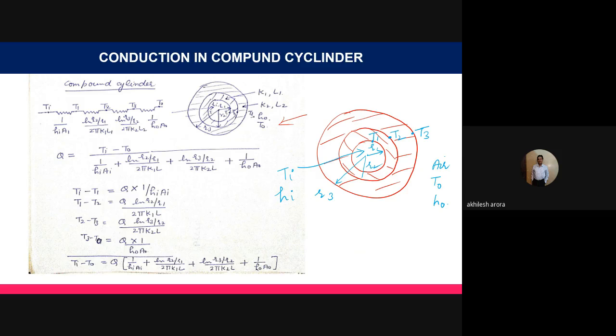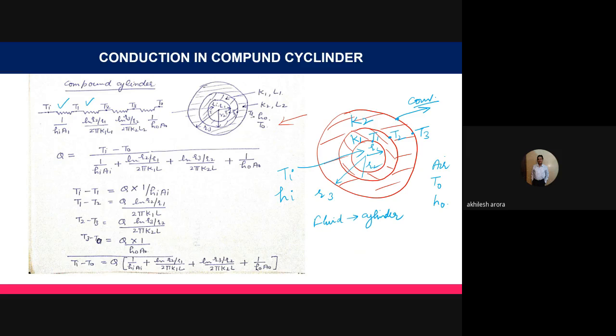Basically, first of all, from the fluid to the solid surface of the inside cylinder, heat is transferred because of convection, and within the cylinder it is because of conduction, and then in the second cylinder it is also because of conduction. Then from the surface of the cylinder to the surrounding air, it is because of convection. So the first resistance is convection, second is conduction, third is conduction, and fourth is convection. So we have four resistances. K1 is the thermal conductivity of the inside cylinder, and K2 is the thermal conductivity of the outside cylinder.